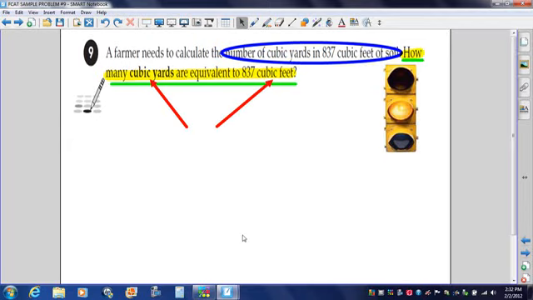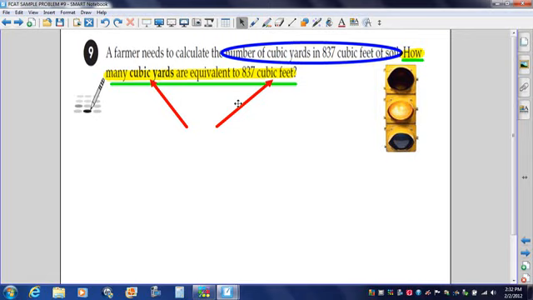All right, next thing you're going to do in the FCAT, yellow light, stop, slow down, look for important information. So if you would, either underline or circle number of cubic yards in 837 cubic feet of soil. Also, if you would, either underline, circle, box a question. How many cubic yards are equivalent to 837 cubic feet?